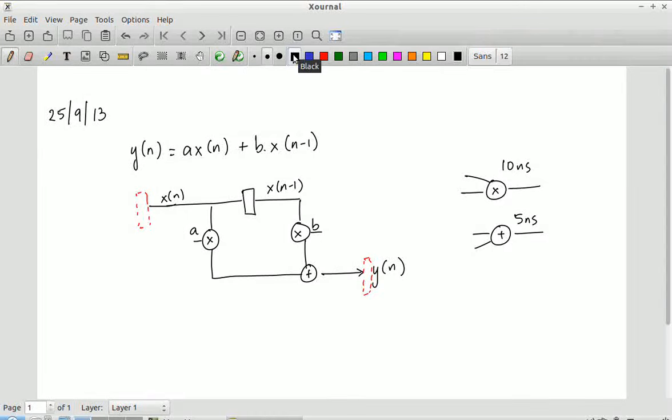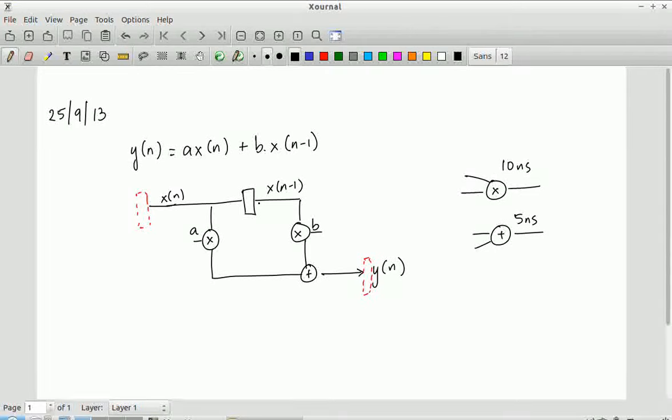What is the critical path through this circuit? The longest path? One multiplier and one adder, right? Because I have two paths essentially leading from the input or from a register to the output.